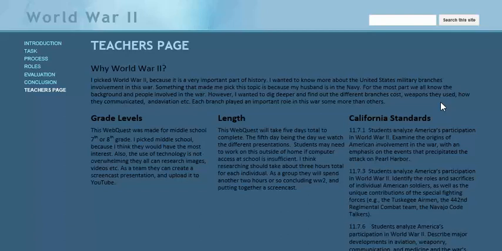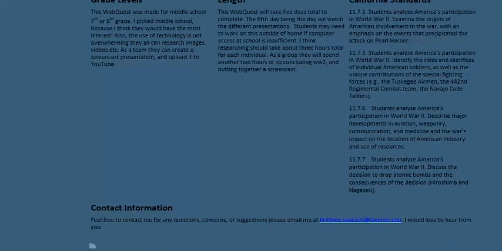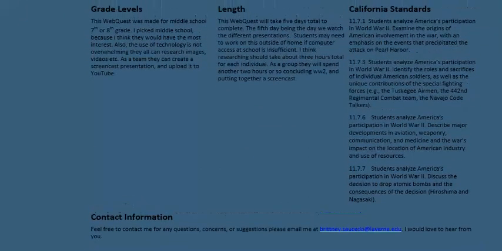I talked about the grade levels. You want 7th or 8th grade, about 5 days, and I included the California standards in here and my contact information if you would like to get a hold of me.